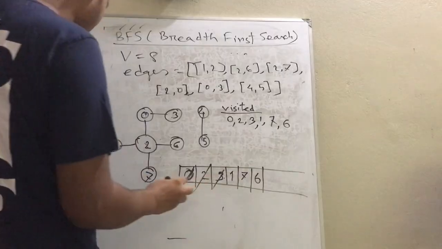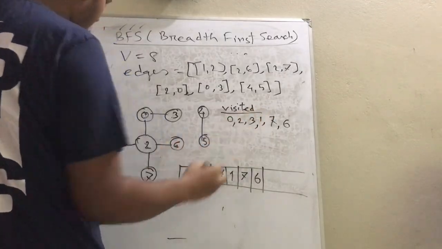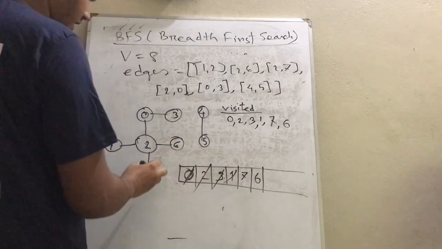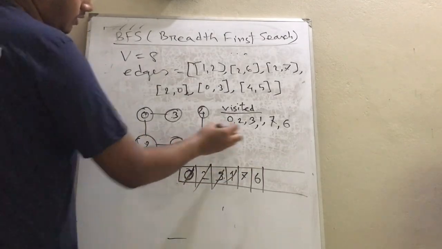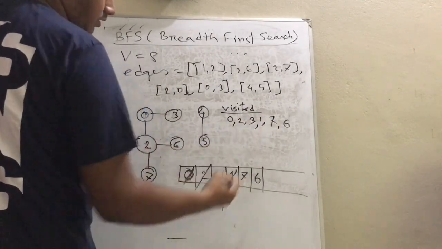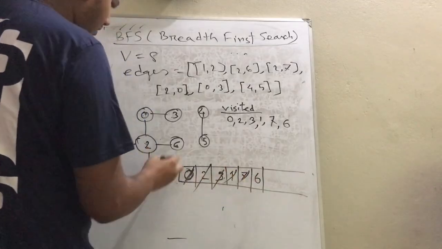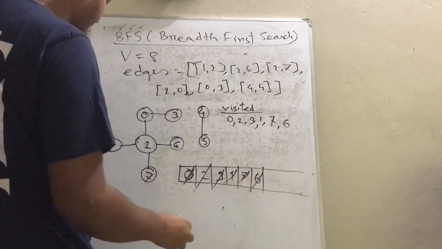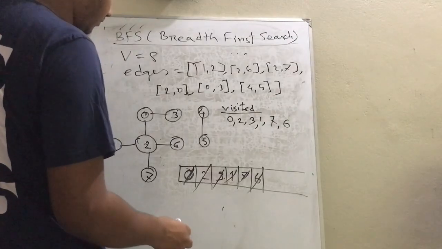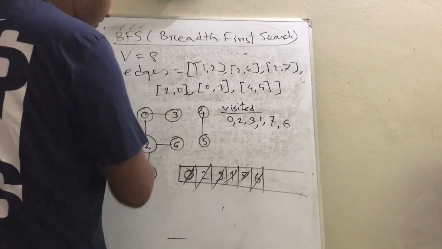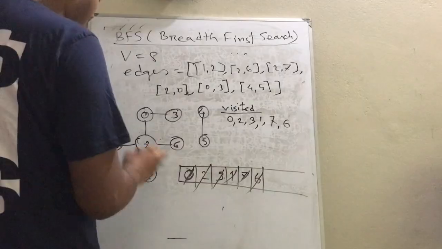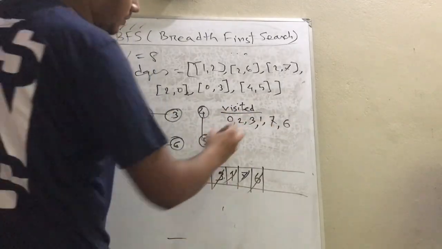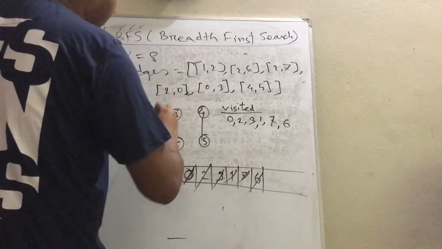1. What is the neighbor? 2, already in visited, so 1 is done. 7. 2 is the neighbor, but 2 is already visited, so 7 is done. 6. 2 is the neighbor, 2 is already visited, done. So this traversal is done. 6 elements are visited.